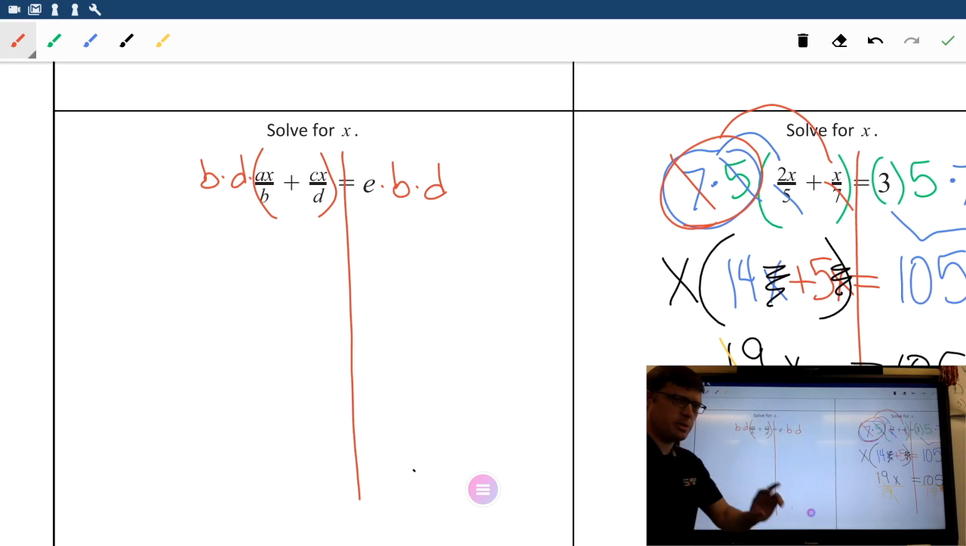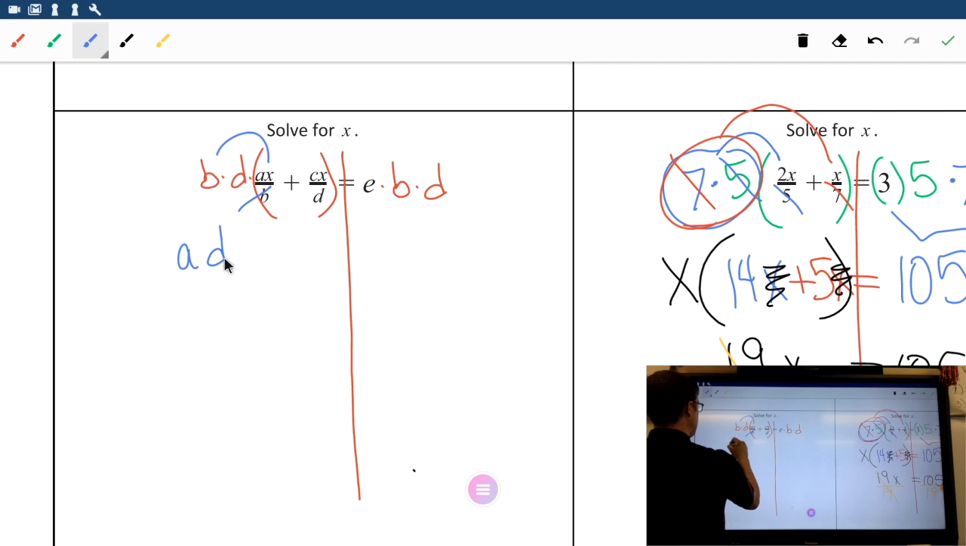This is kind of a challenge, but this is what happens. In this BD being distributed to AX over B, the B's cancel. So I have A, D, X. Let's just go alphabetical. That's the only reason why.